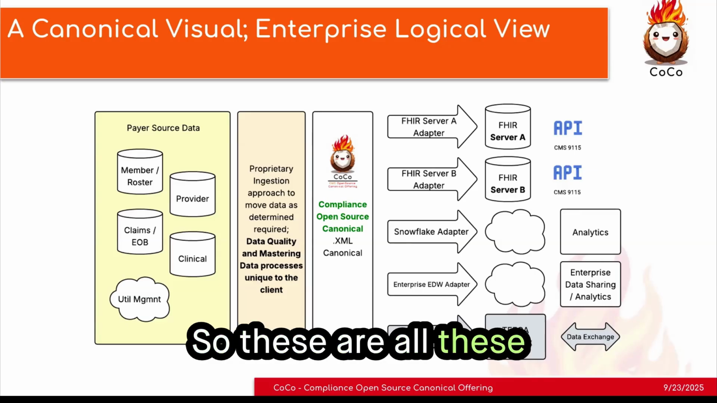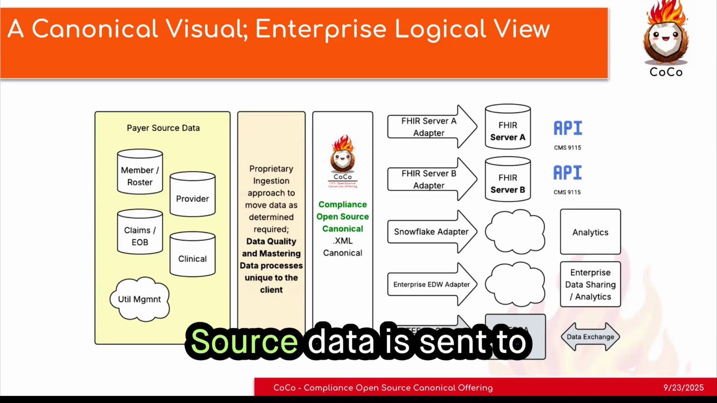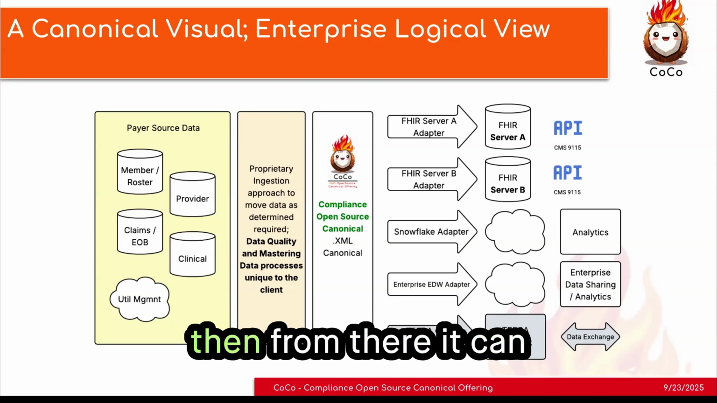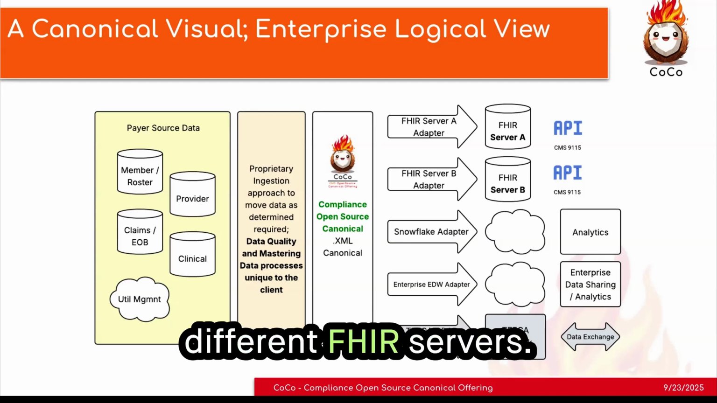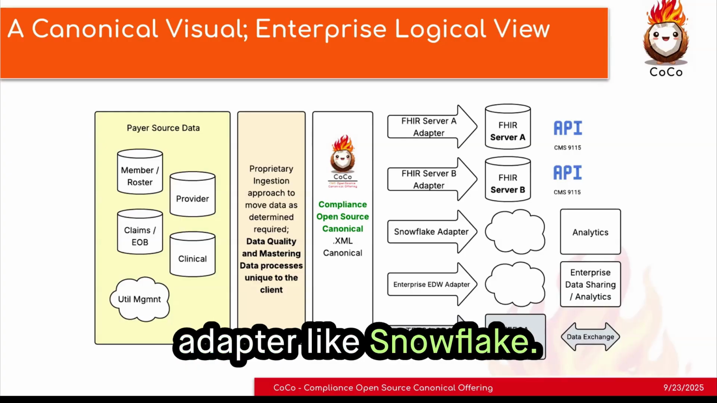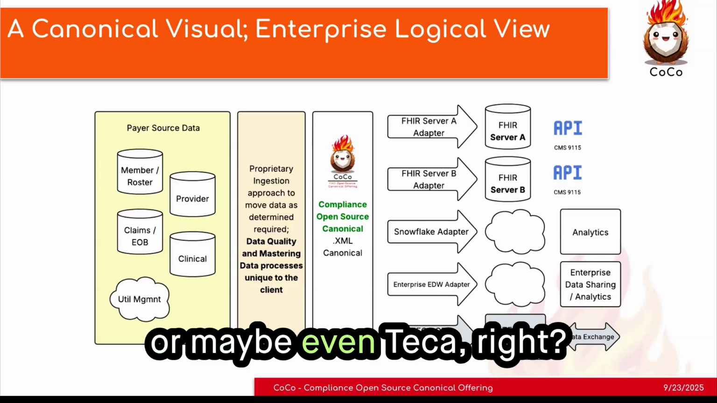So this is the structure and the model that the health plan or the payer source data is sent to, or mapped to, canonical, CoCo. And then from there it can be mapped into multiple different FHIR servers. It can be mapped into an analytics server using an adapter like Snowflake. It can be mapped into a data warehouse solution, or maybe even TEFCA, right?